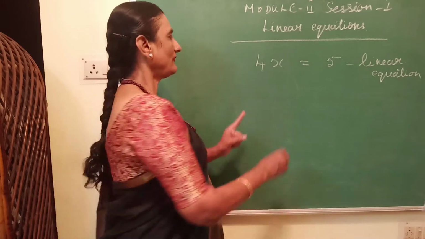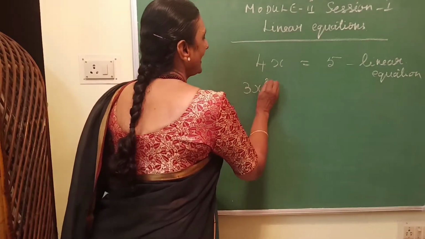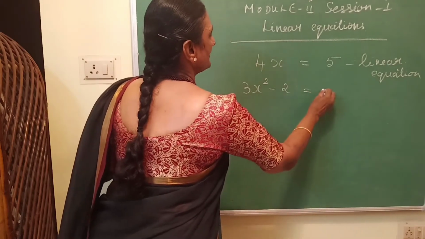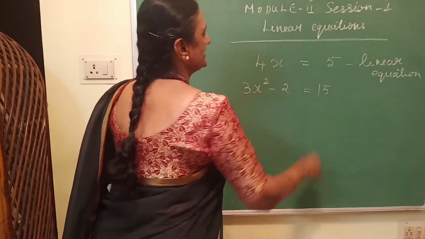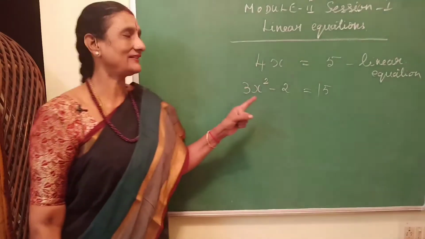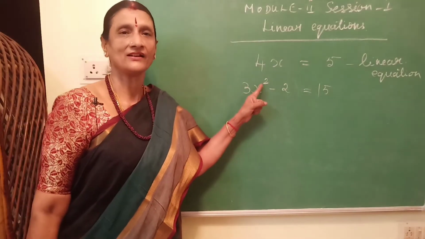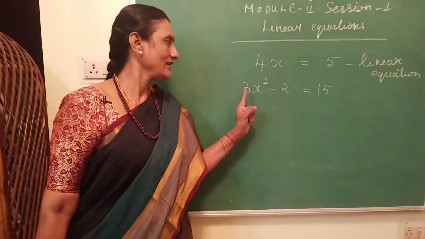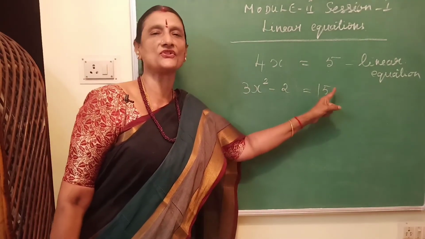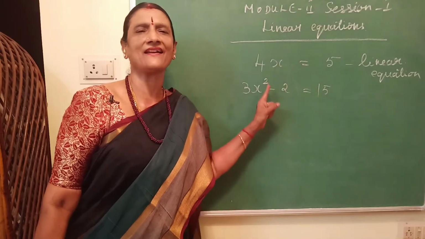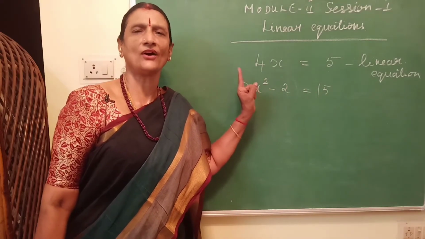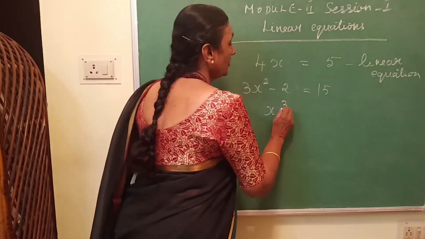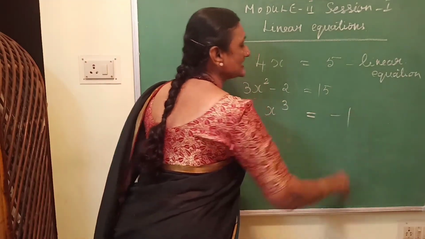Okay. Now, when I write 3x square minus 2 is equal to some 15, say, the power of the variable is 2. We can even simplify this equation. So 3x square is equal to, this 2 goes to the other side. All the other rules are as they are. You are very familiar with that. Now if I write x cube is equal to minus 1.